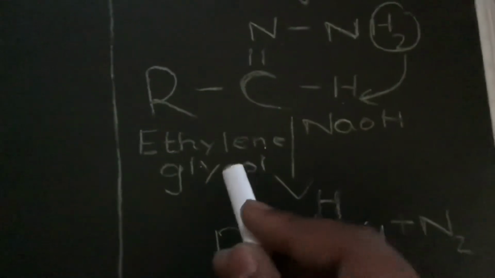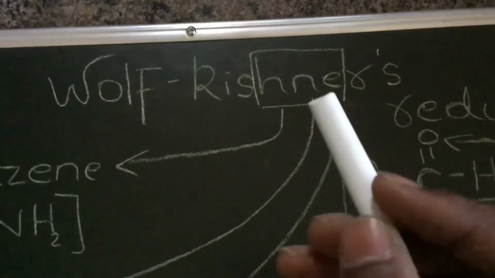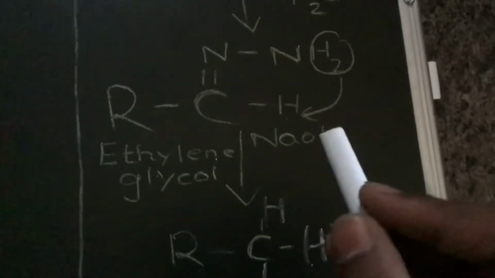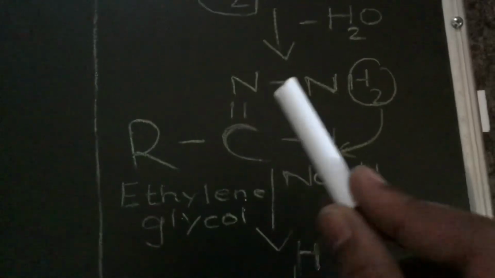So how to remember ethylene glycol and NaOH? Again, go back to the name itself. See, we have N, which stands for NaOH, and E, which stands for ethylene glycol. Just remember this, so we'll easily be able to write it down here. And what happens is that it frees the nitrogen functional group from this. So we'll get hydrogen. This hydrogen comes and gets attached to this carbon, and the dinitrogen molecule will be liberated.